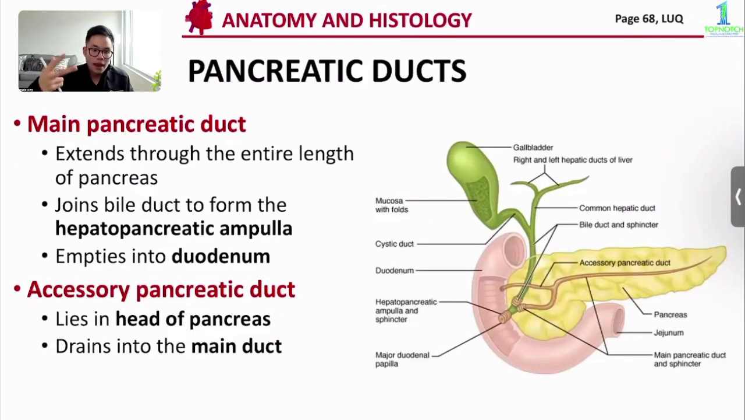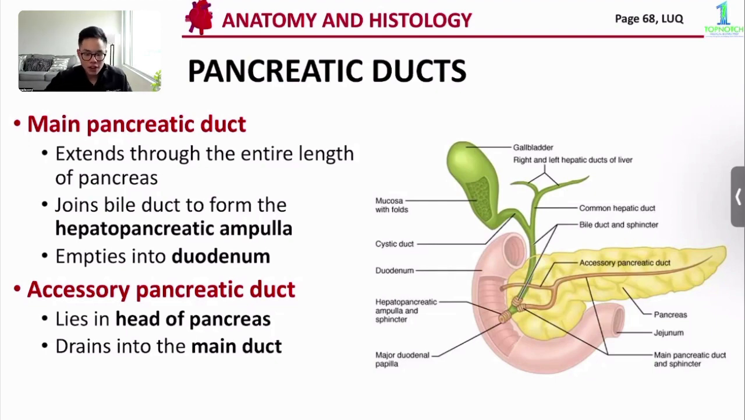Okay, so let's talk about pancreatic ducts. You have two types of pancreatic ducts. You have the main pancreatic duct, also known as the duct of Wirsung, and then you have the accessory pancreatic duct, which is the duct of Santorini. The main pancreatic duct is called main because it spans the entire length of your pancreas, and it empties into the duodenum. This is in contrast with your Santorini, which only lies within the head portion and drains into the main duct.